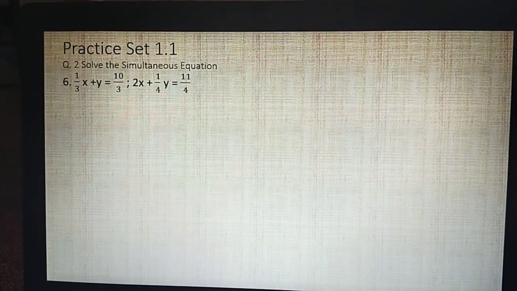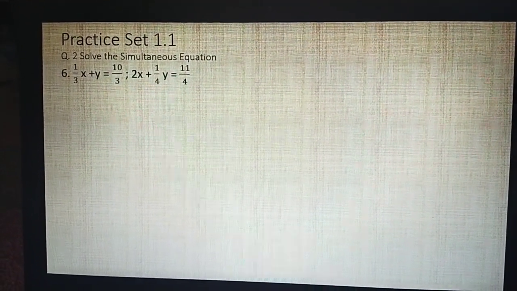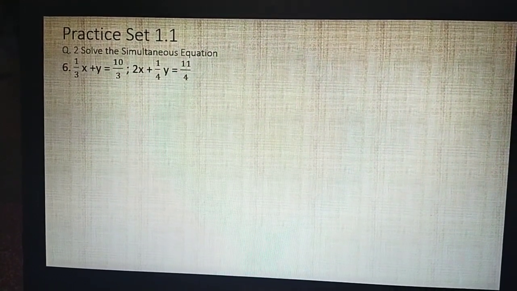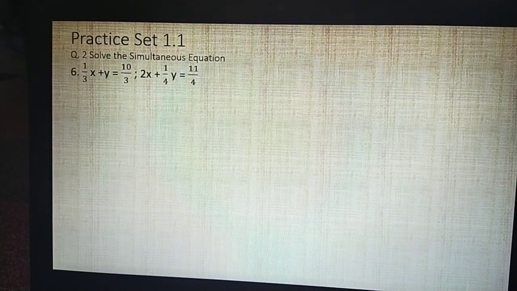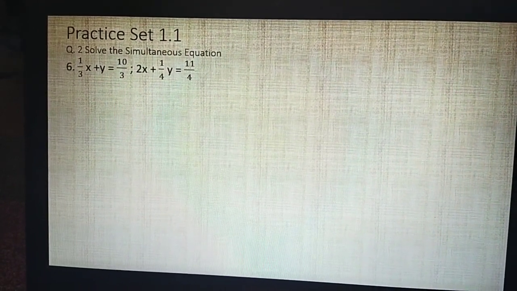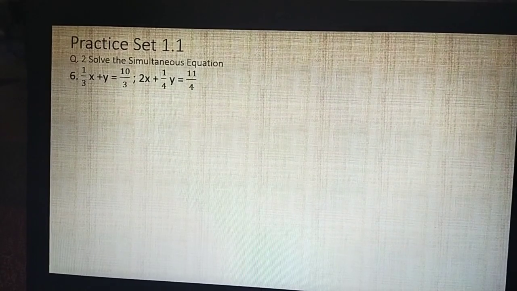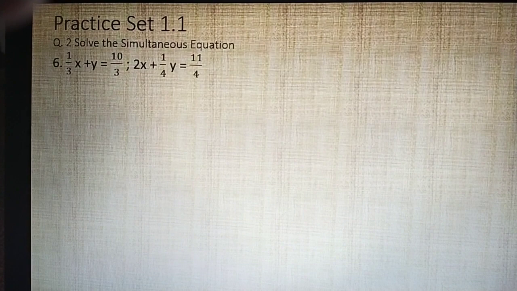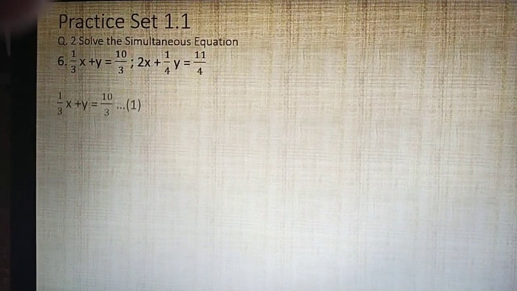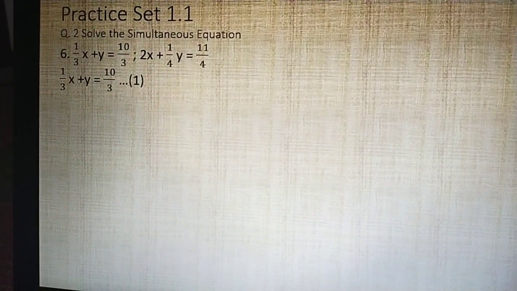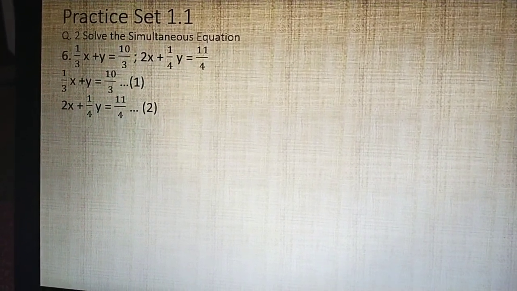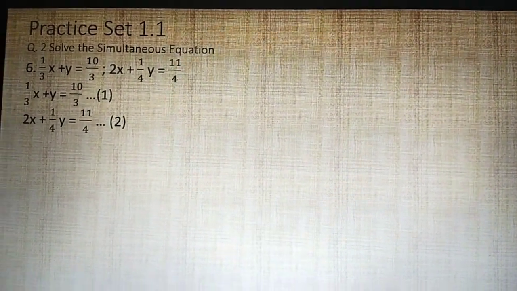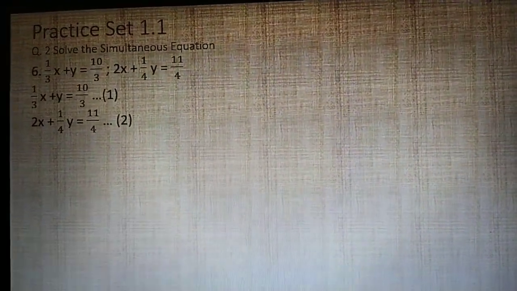Now practice set 1.1, question number 2, simultaneous equations, 6th question. It is 1 upon 3 x plus y equals 10 upon 3, and 2x plus 1 upon 4 y equals 11 upon 4. Now you can see that fractions are given to us. So first we will number them, equation 1 and equation 2, and we will do the conversion first.